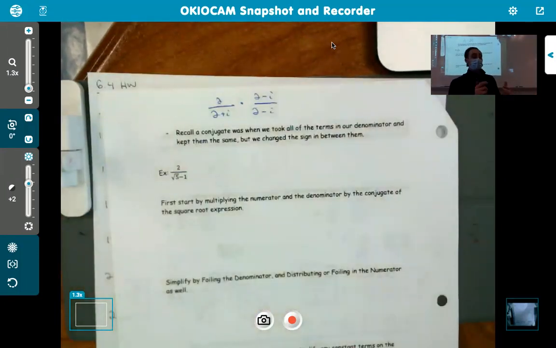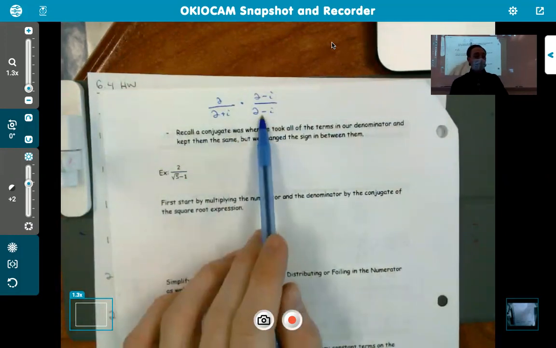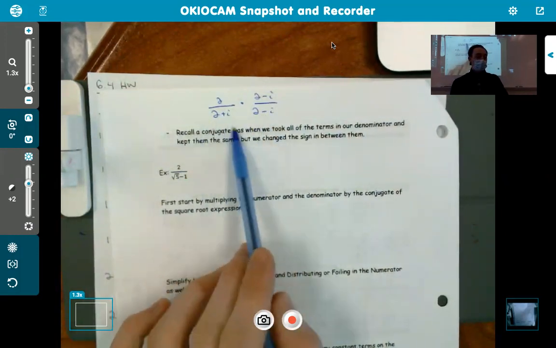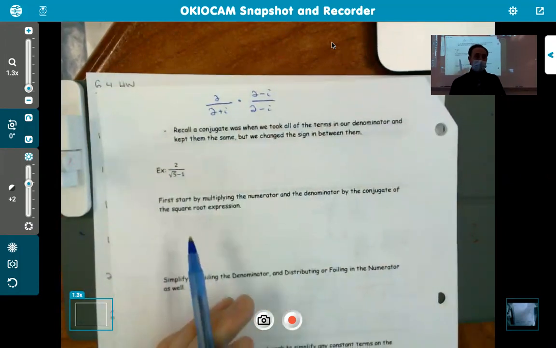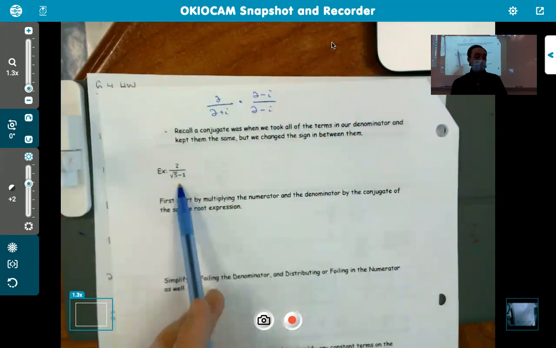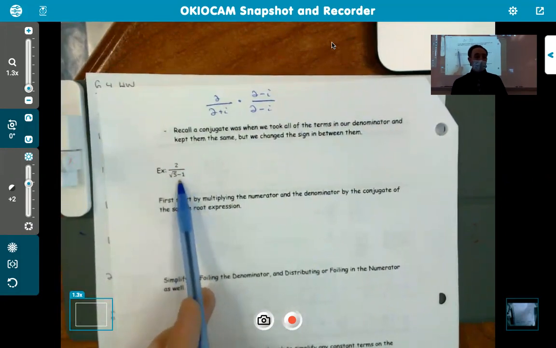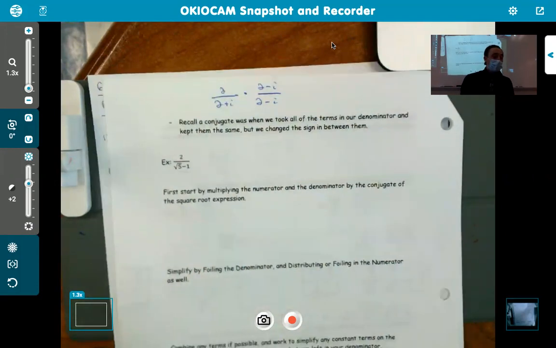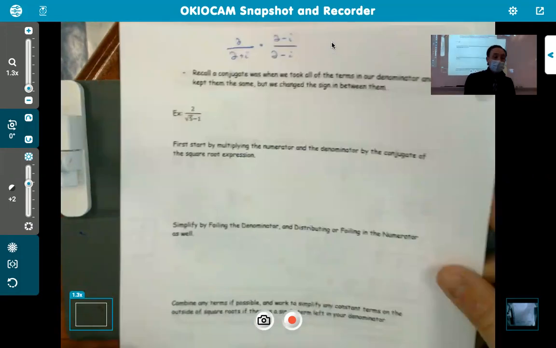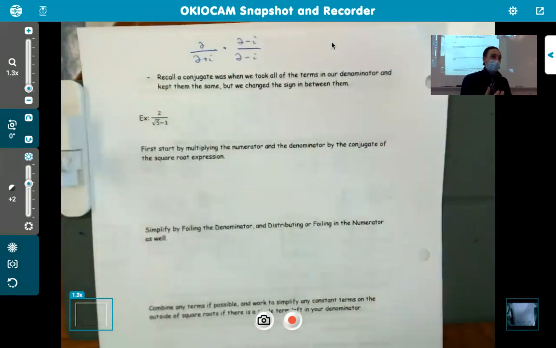You remember this? So we kept the same thing. We just multiplied by this, we just changed the sign in between because we were trying to get rid of the imaginary numbers. Well, the same thing applies here. We're going to keep these terms the same. We're just going to change the sign that's between them in order to rationalize our denominator and get rid of the square roots. Because again, that's pretty much our objective for all of the problems that we've taken care of today. All right. Does everybody understand that idea? Are there any questions about that?